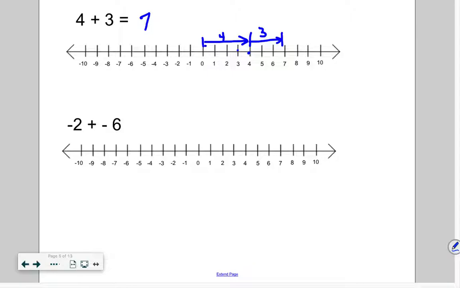Let's do it with negatives. Now, what number should I always start from? 0. We always start from 0. So we're going to go from 0 to a negative 2. And what are you adding to that? 6 more negatives. So we have to continue to the left. 1, 2, 3, 4, 5, 6.